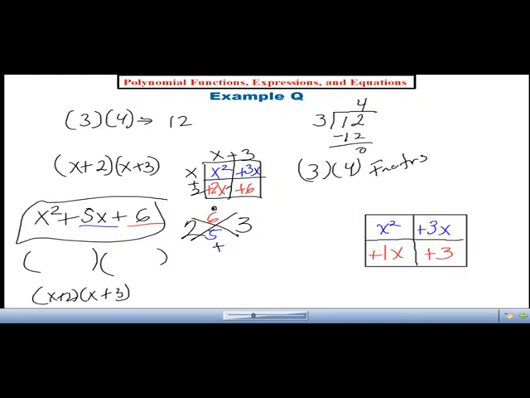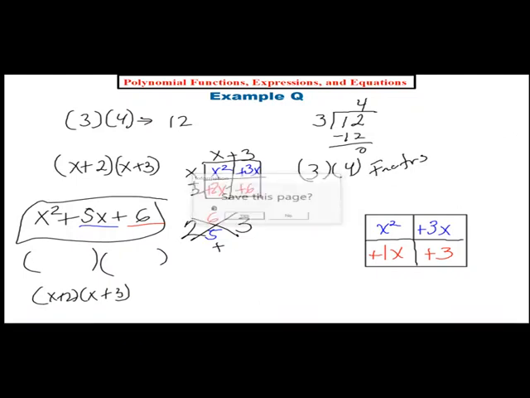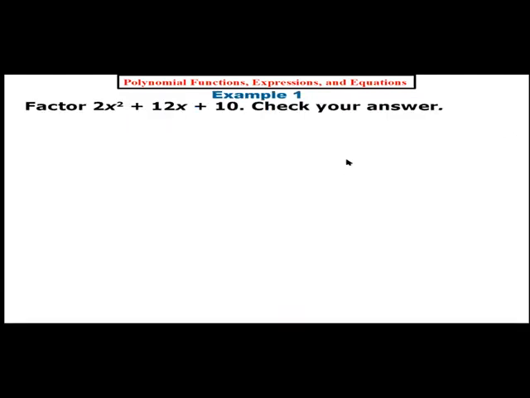All right. Let's move on. So copy this one, example 1. Factor 2x squared plus 12x plus 10, and check your answer. So we're going to do that one together. We're going to go pretty fast since you already did all the practice for home play. And today we're checking for processes to see if you got the process down.